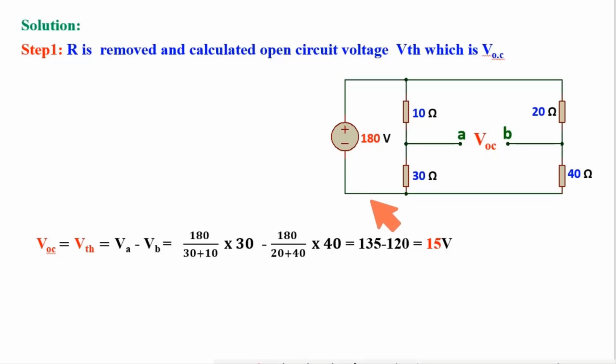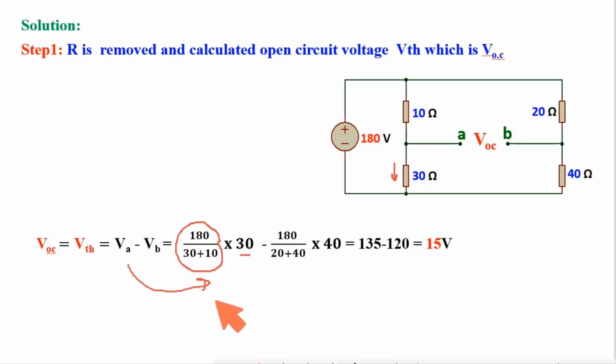Now what is VA? As this is ground, VA is the potential at point A, that is the voltage drop across this 30 ohm resistance. How to find the voltage drop across this 30 ohm resistance? It is the multiplication of 30 ohm and the current flowing through it. This current is produced by this source, so the current equals 180 divided by the full path resistance, that is 180 divided by 10 plus 30. Multiplied by 30 ohm, this is the potential across the 30 ohm resistance, which is VA.